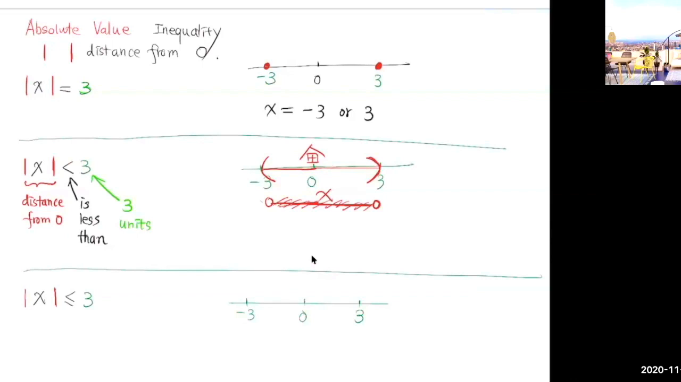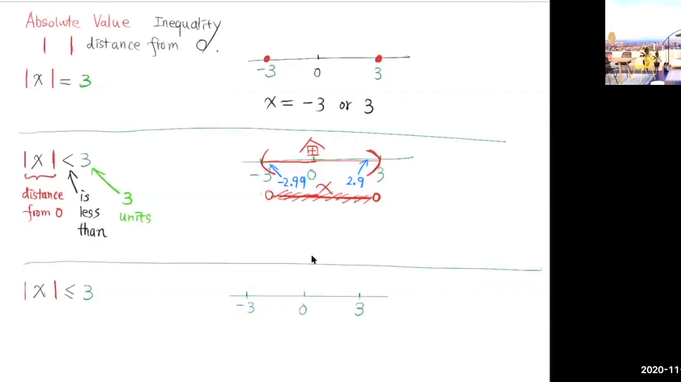Now, some of you would like to plug in some numbers just to get a feel of how it works, right? So let's try to pick a number here. I can pick, say, 2.9. The absolute value of 2.9 is 2.9, so that's less than 3. I can pick a number over here, say negative 2.99. The absolute value of that is 2.99, so that's less than 3. And also any other number here. Could be 0, could be 1, could be 2, could be 1/2, etc.